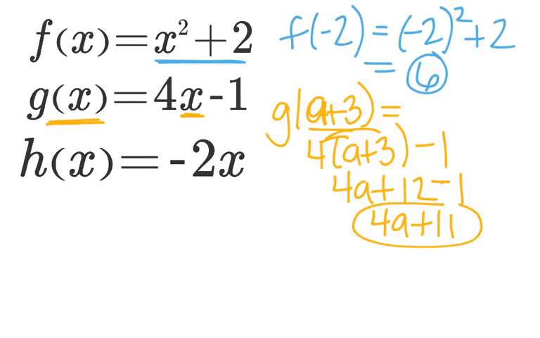So if you're plugging in something that's not just a number, like that first example, then you're going to get something that has a variable in it. So in our case, 4a + 11. It's okay to not get a numerical answer. We can also do operations with more than one function.